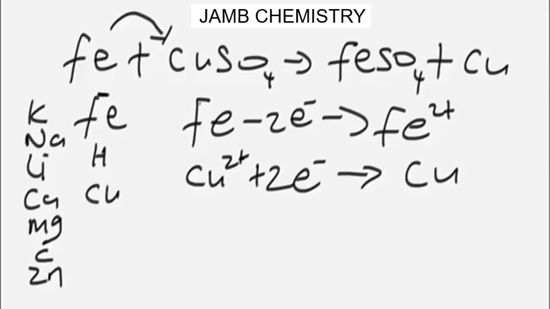Alright, very important. In displacement reaction, the metal ion gains electrons and is reduced, whereas the metal atom loses electrons and is oxidized. Okay, now before we call this a class, let's look at how to write an ionic equation.